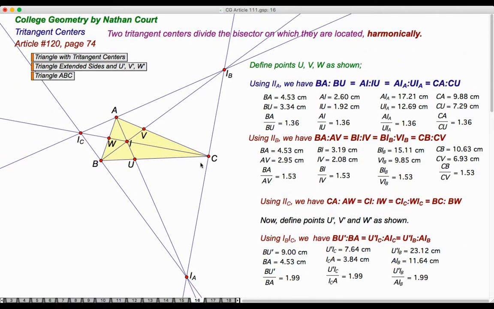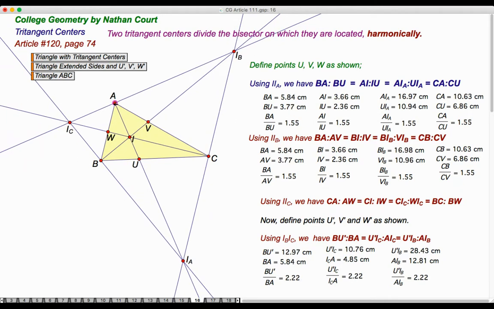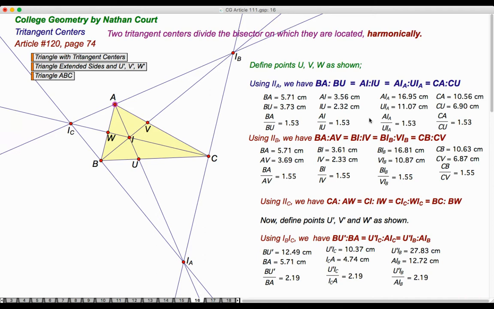At the same time, I can make use of this particular triangle also, because this is an angle bisector also. So I can say CA is to CU. You notice these are the computations I've done, and no matter what, the values of the ratios are all the same. I can do the same process, but this is nothing but a confirmation.